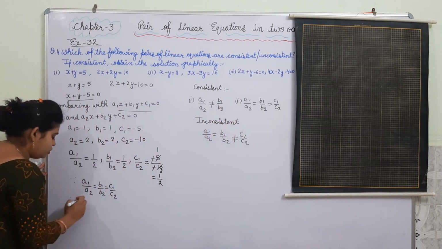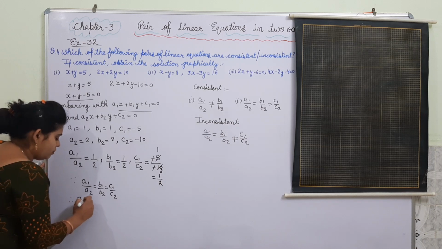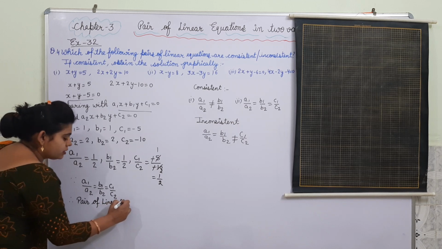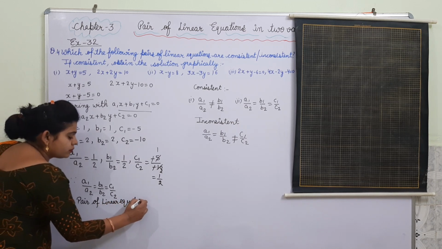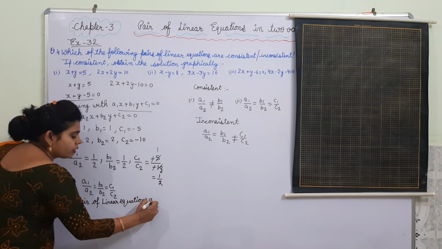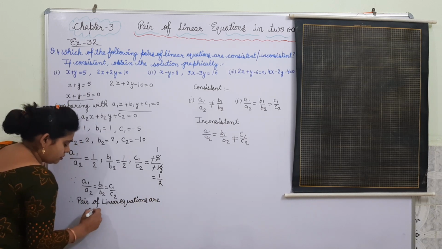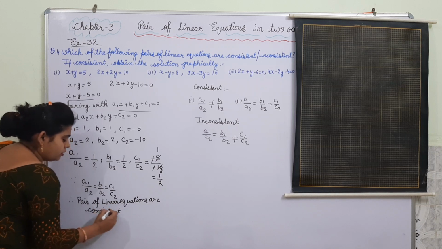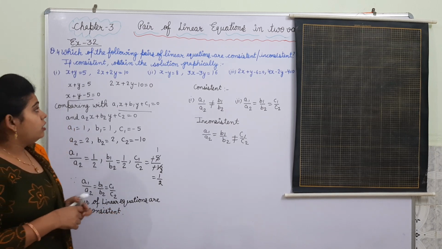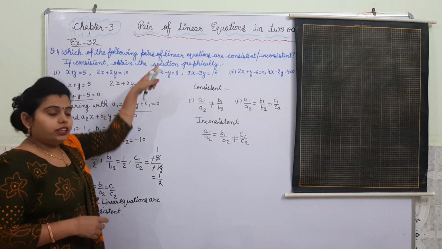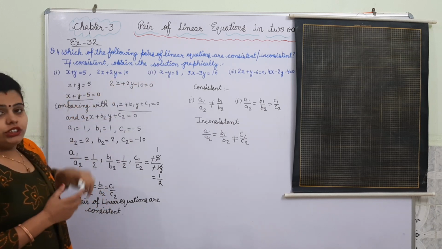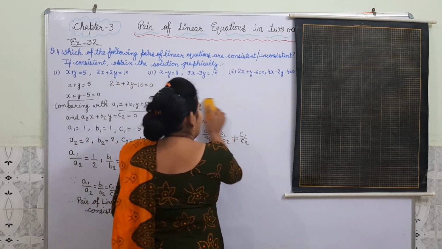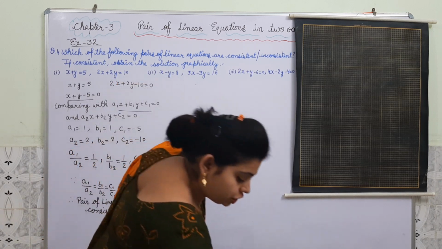So we can say that the pair of linear equations are consistent. Now if these are consistent, we have to obtain the solution graphically. Now for these two equations we will prepare a graph. For the graph, firstly we will find the solution.